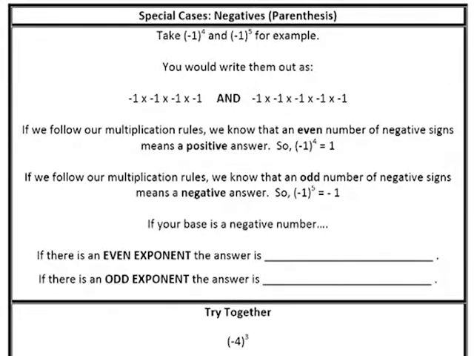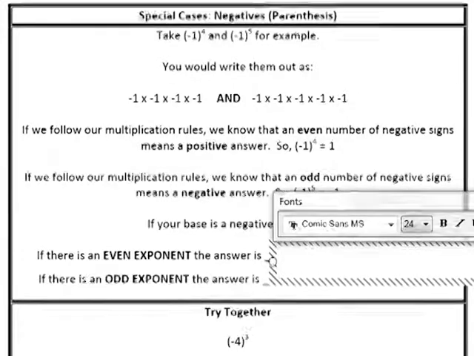Now this goes back to our multiplication rules to a small degree. If there is an even exponent, now this is when you have a negative base in parentheses, when there's an even exponent, the answer is positive.